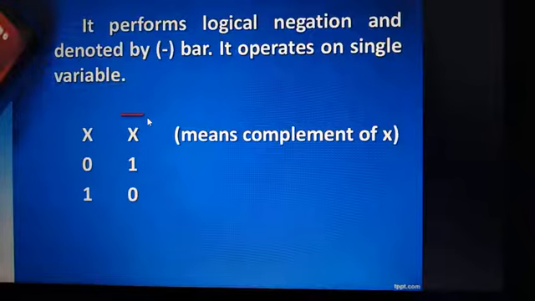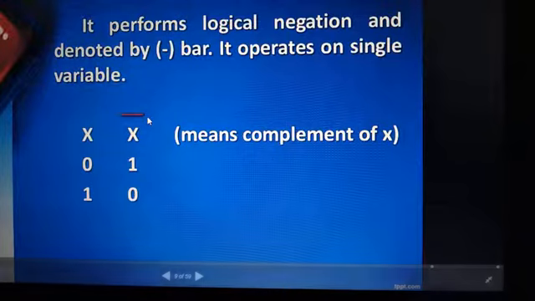Once again I explain everything. The AND operator is used for multiplication. It's denoted by a dot. The OR operator is used for addition. It's denoted by plus. And the NOT operator is used for negation or complement, and it is represented by a bar.